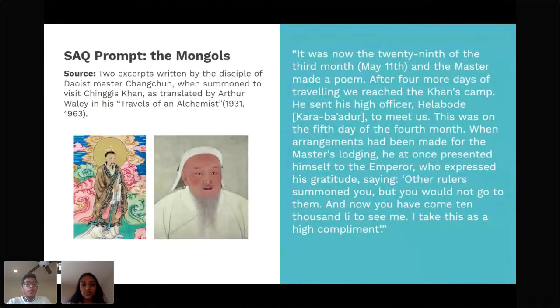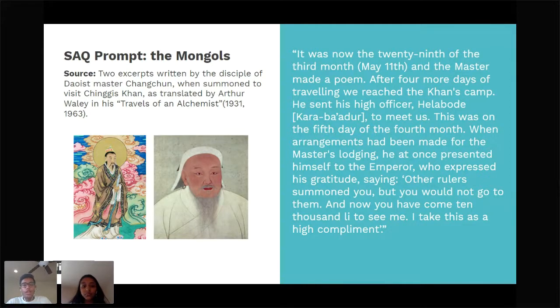Writing skills, and to really bring them out here. It's an introductory analysis of the Mongols. So the source in this document is 2 excerpts written by the disciple of Taoist master Changchun when summoned to visit Chinggis Khan, as translated by Arthur Waley in his Travels of an Alchemist. And under here are 2 different pictures of the Taoist master and Genghis Khan, or Chinggis Khan. I'll read this excerpt out loud for you and give you a few minutes to analyze it yourself, and we'll see what really stood out to us.